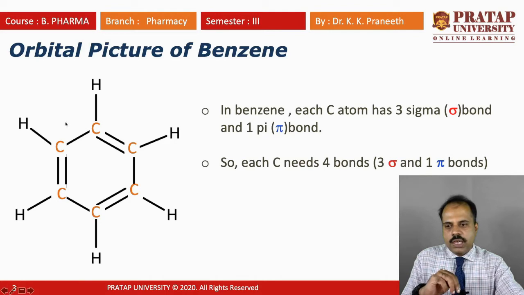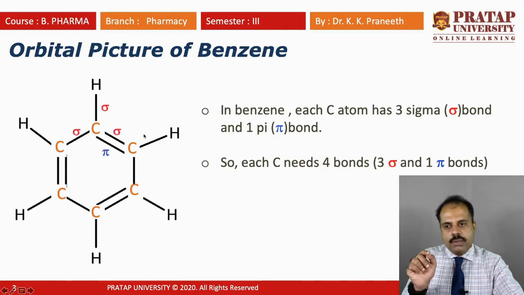This is the complete benzene structure. In this structure I have shown both the carbon and the hydrogen, right? There are 6 carbons and 6 hydrogens. How many sigma bonds are present in benzene? There are 3 sigma bonds as shown here, and then there is one double bond, also called a pi bond. Each carbon needs 4 bonds, 3 sigma and 1 pi, to form a complete benzene ring.